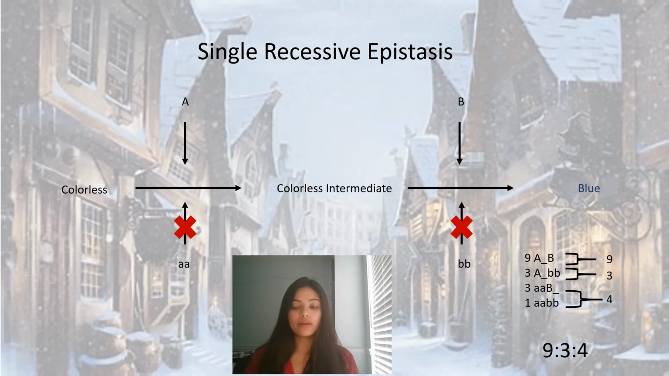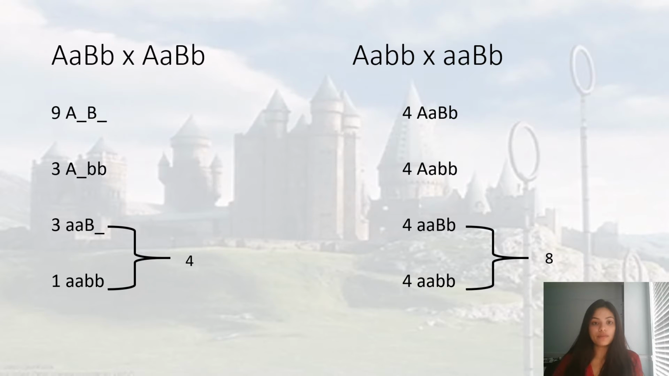So for our ratio, it's going to result in 9 to 3 to 4. So 9 are going to be blue, 3 are going to be the colorless intermediate, and 4 are just going to be colorless. So for this prompt, there's going to be 2 crosses we're going to look at. The first one is 2 heterozygous individuals, which results in our 9 to 3 to 4 ratio, where 9 end up being the big A, big B, 3 are our intermediates, and then 4 are going to be our recessive individuals. And then our second cross is going to be big A, little b, and then little a, big B, little b. And that results in a 4 to 4 to 4 to 4 ratio, and 8 of them are going to end up with the recessive expression because they have the little a allele.